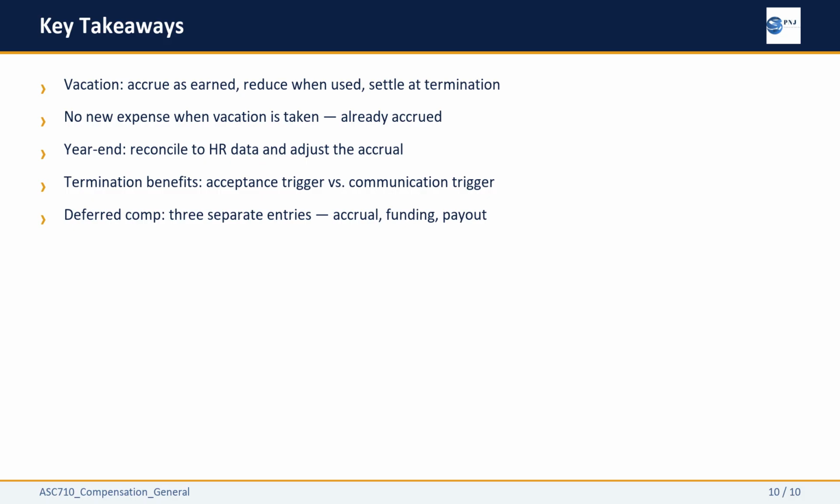Termination benefit timing depends on who acts. Employee acceptance for voluntary, employee communication for involuntary. And deferred compensation always involves 3 separate entries that never get combined. Next, we move to financial statement presentation and disclosures, how all this work appears to the outside world.